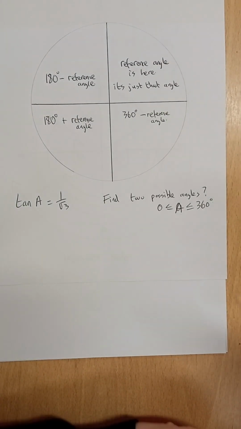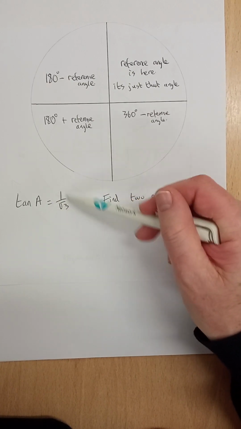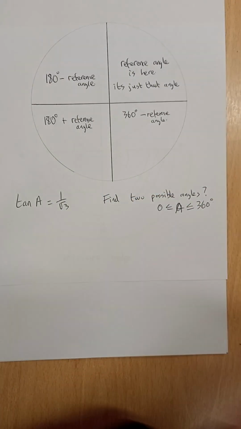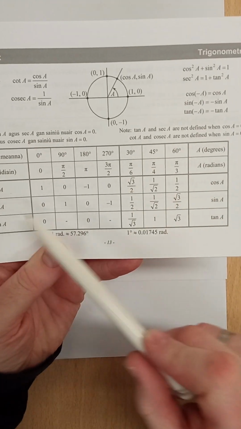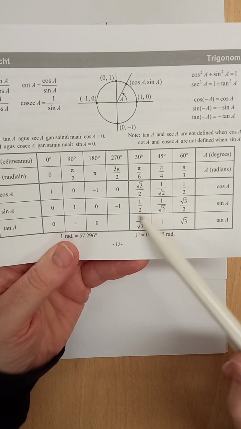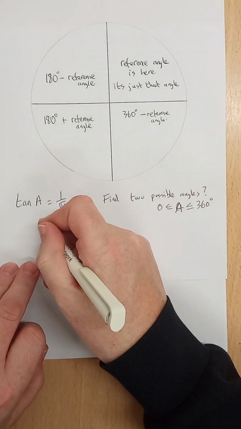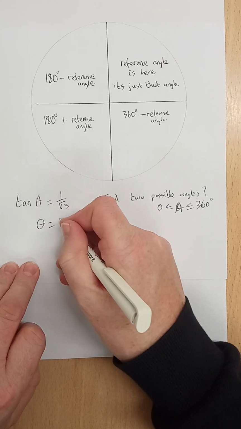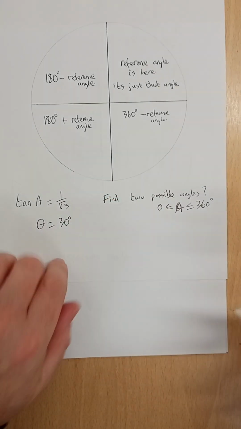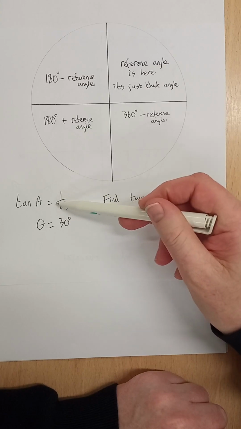So the first thing I'm going to do is see what reference angle this represents. So I'm going to go to my log tables, page 13. I'm going to find where root 3 is. I'm going to go for the tan of 1 over root 3, and it's 30 degrees. So my reference angle is 30 degrees. Now I'm going to check, is this positive or negative? And I can see straight away it's positive.